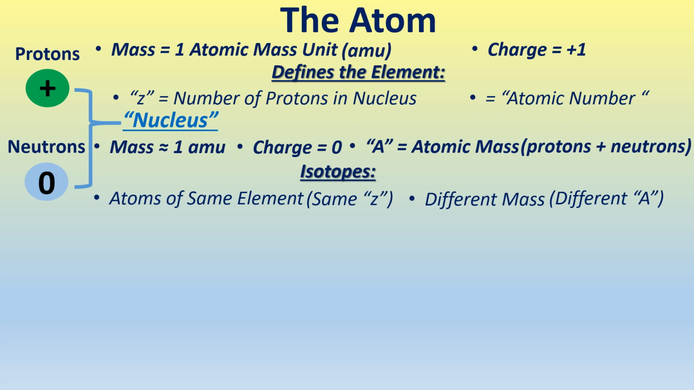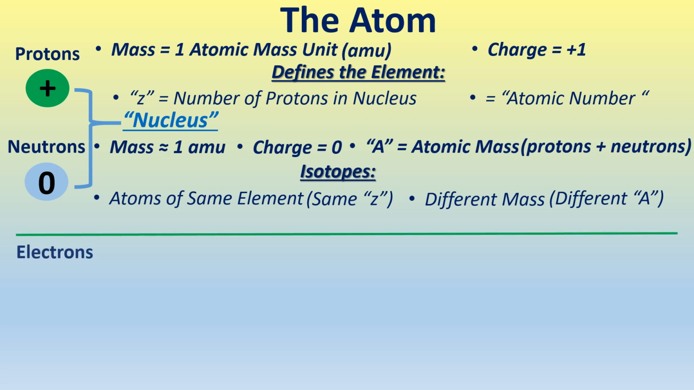The third particle present in the atom is the electron. The electron is often symbolized by a lowercase e. An electron essentially has a mass of 0 and a charge of -1.